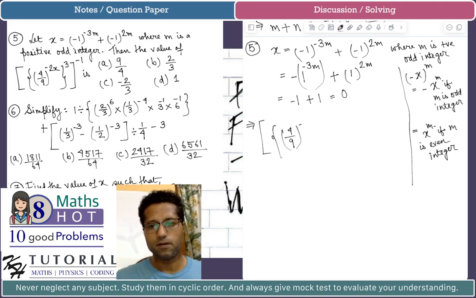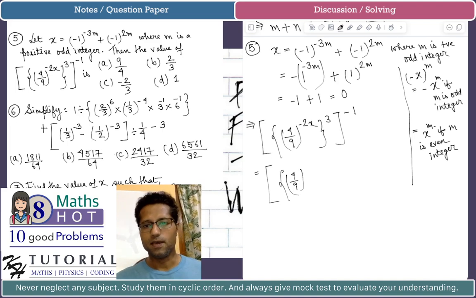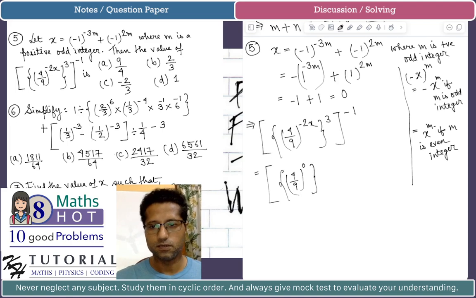raised to the power minus 2x, and this whole raised to the power 3, and this whole raised to the power minus 1 becomes 4 by 9, this whole raised to the power x is 0, so this becomes 4 by 9 to the power minus 2x, which becomes 0, because x is 0, minus 2x will be 0, and this whole raised to the power 3, this whole raised to the power minus 1.